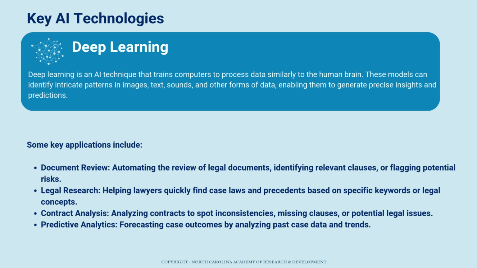Document review. It automates the review of legal documents, identifying key clauses and flagging potential risks. Legal research. It helps lawyers quickly find relevant case laws and precedents based on specific legal terms or concepts. Contract analysis. Deep learning models analyze contracts to spot inconsistencies or missing clauses that may cause legal issues. Predictive analytics. By studying past case data, it can predict the likely outcomes of current legal cases. With deep learning, legal professionals can work smarter, save time, and make more informed decisions.